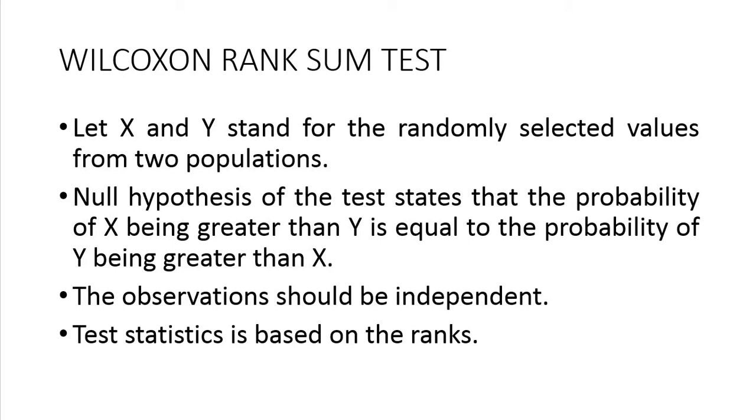So if we assume that x and y stand for the randomly selected values from two independent populations, the null hypothesis of the test will state that the probability of x being greater than y is equal to the probability of y being greater than x. So this is the way in which we compare those two populations.